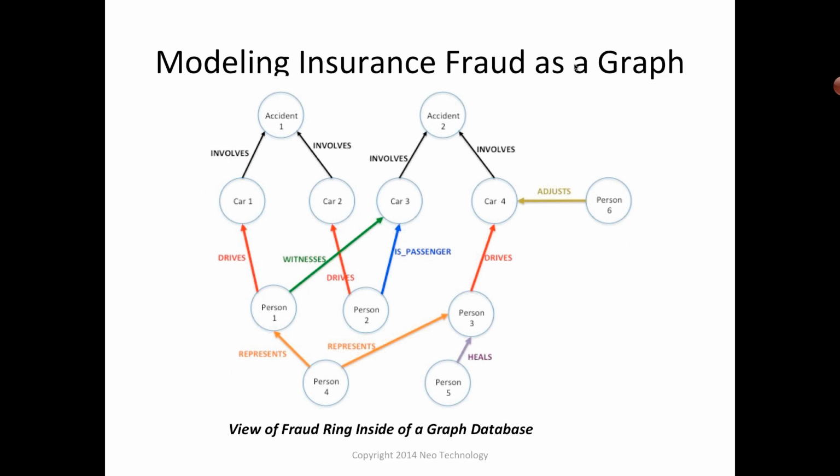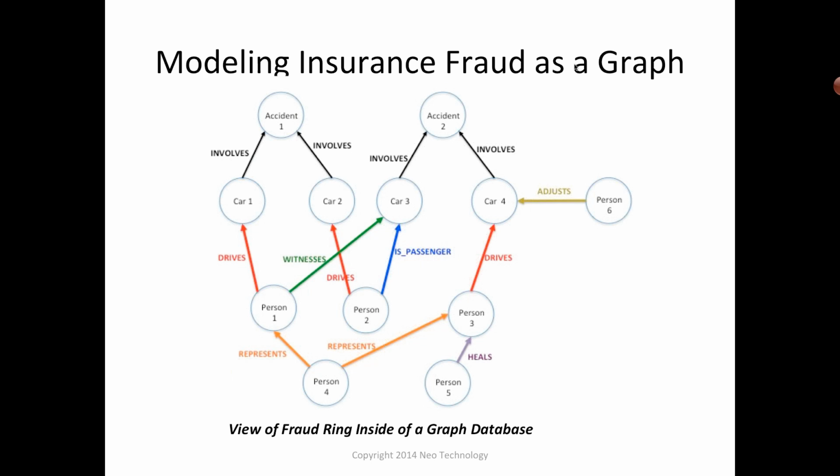So as we saw earlier, this is an example of how we could model insurance fraud as a graph. You have cars, people involved, and creating accidents. And there are relationships, so people can either be driving, or they can be passengers, or they can be witnesses. People can be adjusters, they can be doctors.